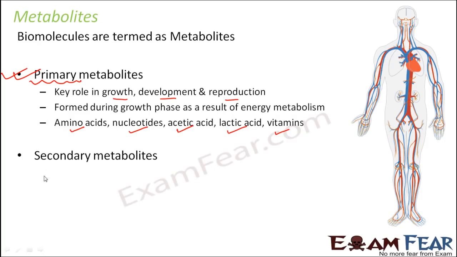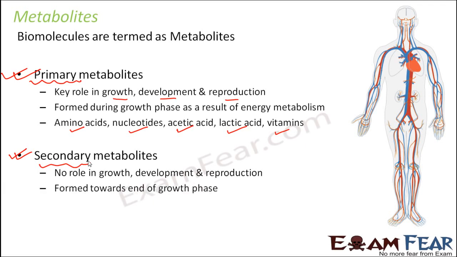Now let us see what secondary metabolites are. They are secondary biomolecules. They are not really needed for all these basic features, but they are needed for something else. They do not play any role in growth, development or reproduction. No primary role. That is why they are formed towards the end of the growth phase. They do not play any role in growth, so why unnecessarily produce them early? They are produced towards the end of the growth phase, but they have some ecological importance. They play some other important roles. That is, they are also helpful to the living organism in some indirect way.